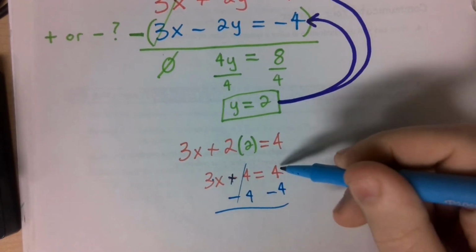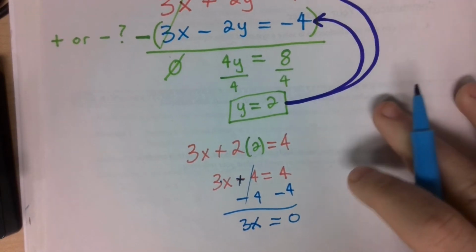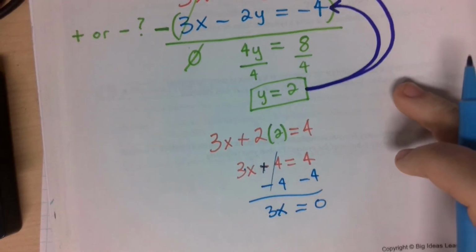These cancel out, but 4 minus 4 also kind of cancels out to 0. Don't worry, 0 is a number just like the rest, just like how fractions are numbers.